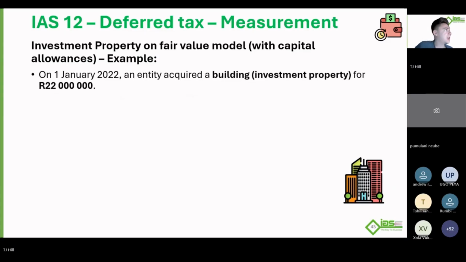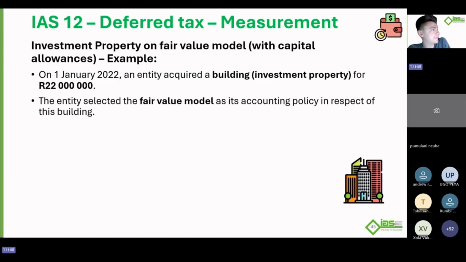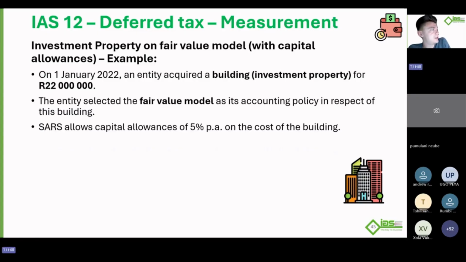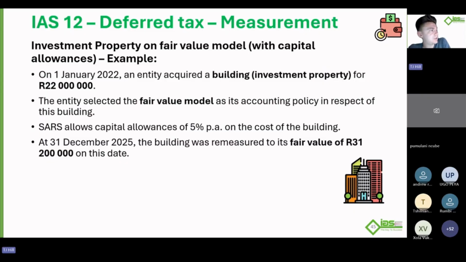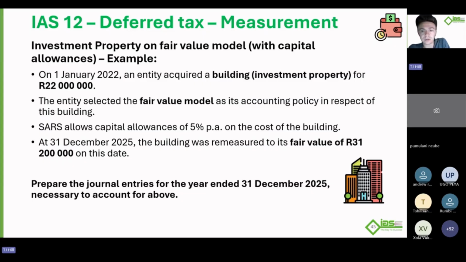Now, I'm giving you a new example. I'm saying to you, I bought on 1 Jan 2022 a building for 22 million. It's a lot of money. Okay, I've selected the fair value model. It's investment property here. SARS allows capital allowances of 5% per annum on the cost of the building. At 31 December 2025, the building was remeasured to its fair value of 31.2 million on this date. What are the journal entries?